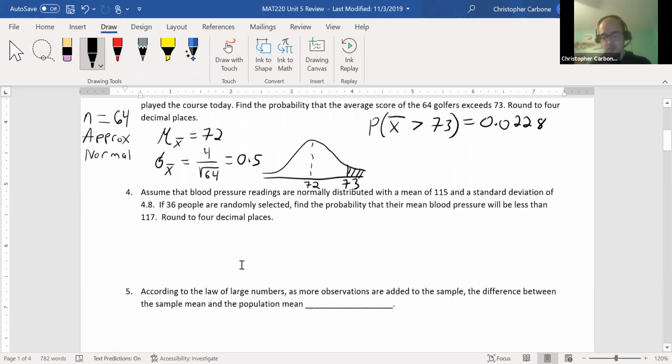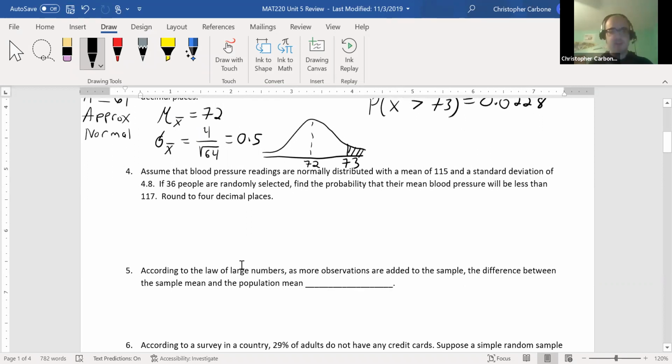Question number 4. We have assumed that blood pressure readings are normally distributed with a mean of 115, a standard deviation of 4.8. If 36 people are randomly selected, find the probability that the mean blood pressure will be less than 117, rounded to 4 decimal places. We know the population is normal, but sample size is also 36. So this is going to be approximately normal again.